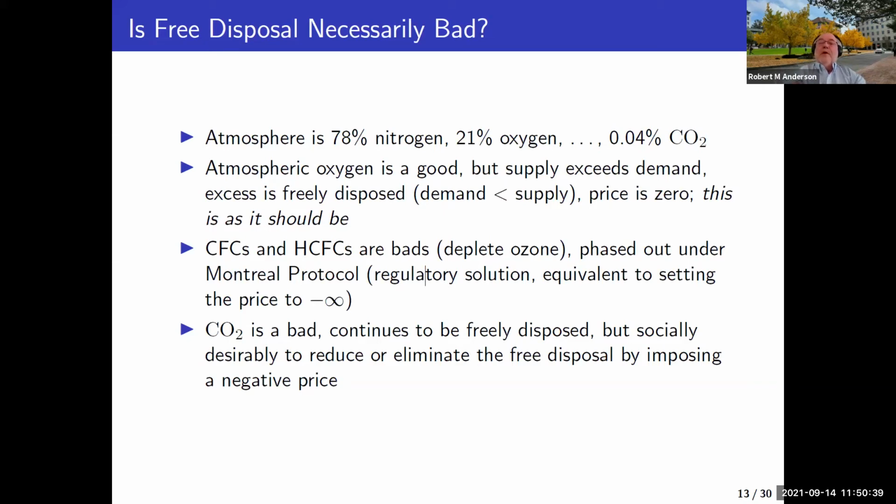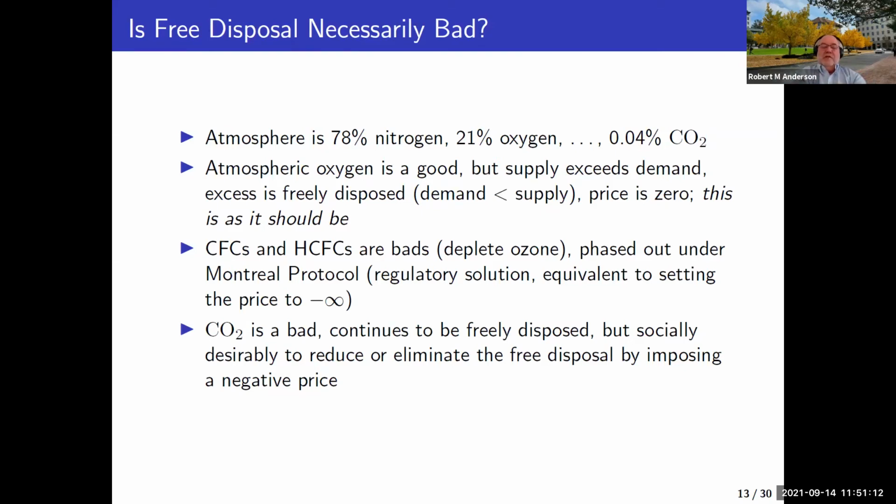So, all of the burning of fossil fuels that's happened has doubled the CO2 in the atmosphere, but that's made a really negligible difference in the amount of oxygen in the atmosphere. There's no way we can use it all. Demand is less than supply. The price of atmospheric oxygen is zero, and this is as it should be. Okay, at equilibrium, that's what we want to have.